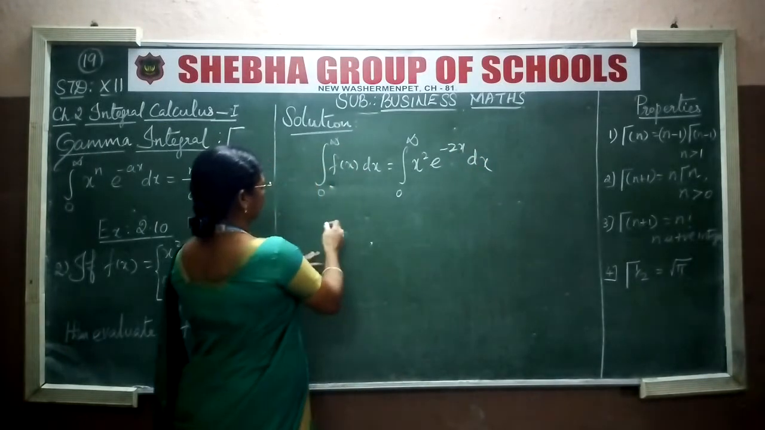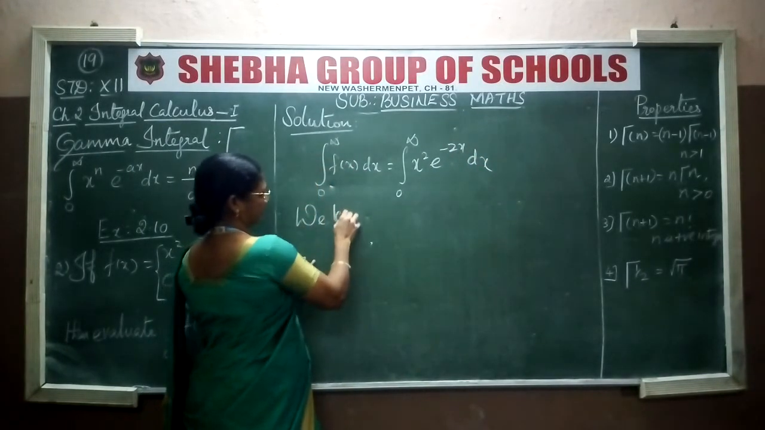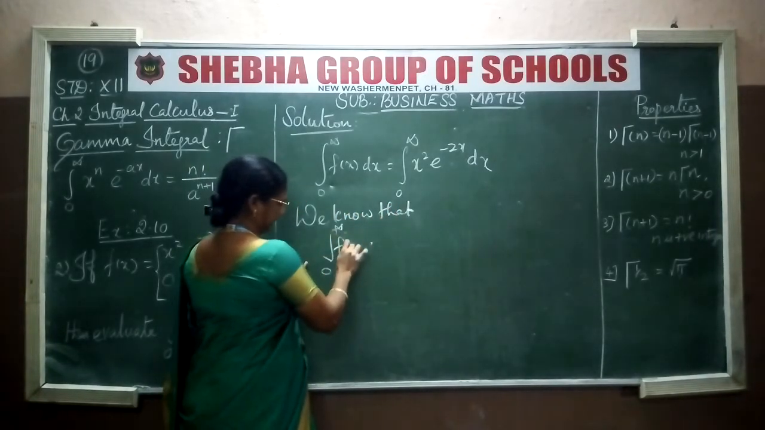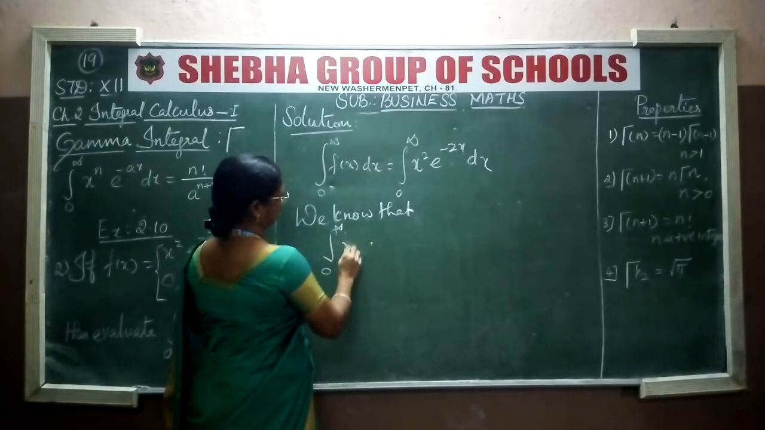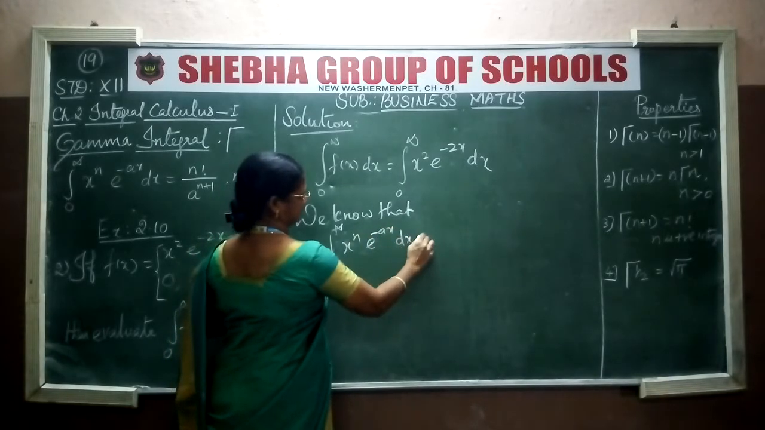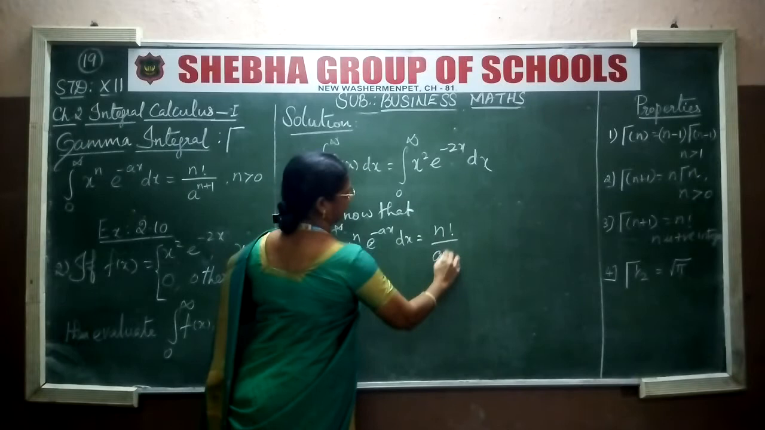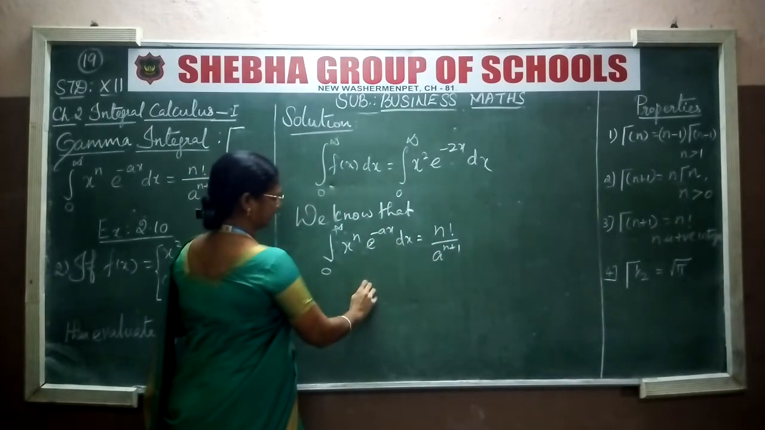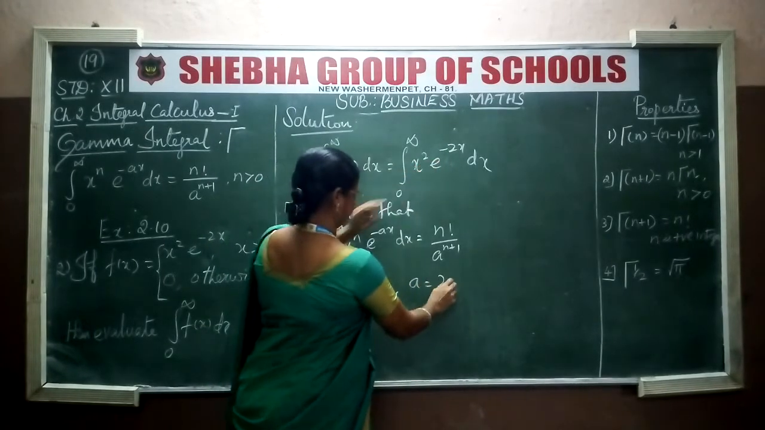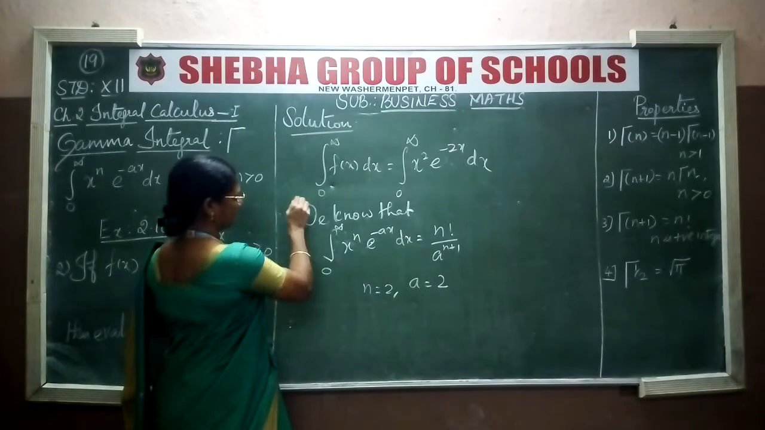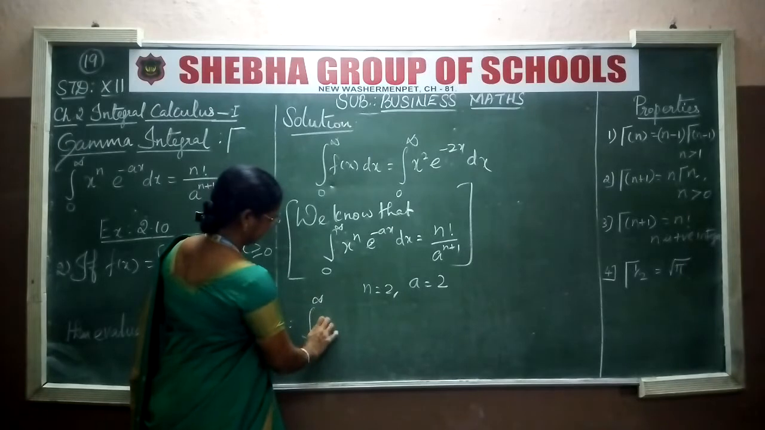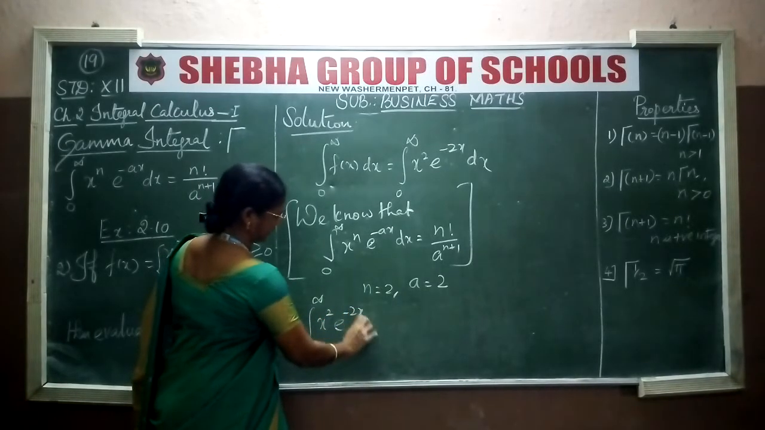Okay, listen, first write the formula. Integral 0 to infinity x power n e power minus ax into dx equal to n factorial by a power n plus 1. Comparing these two, we get what is n? n is 2 and a equal to 2.